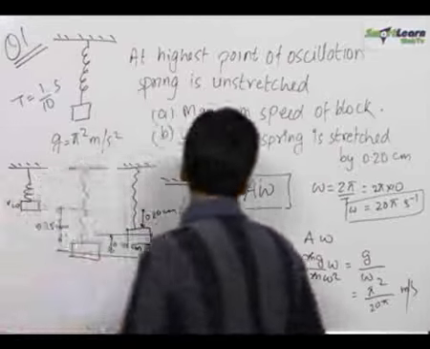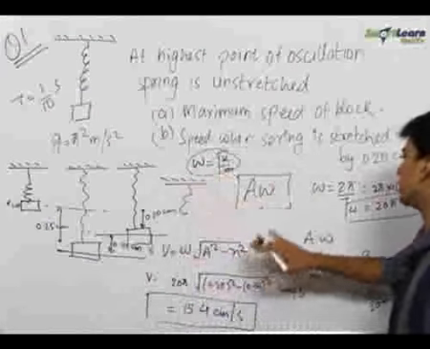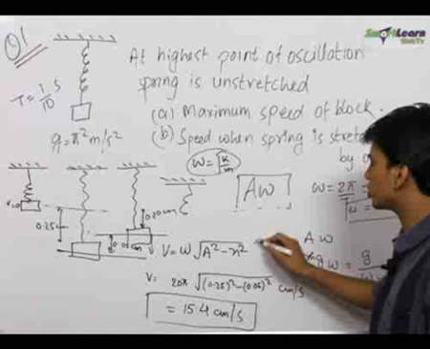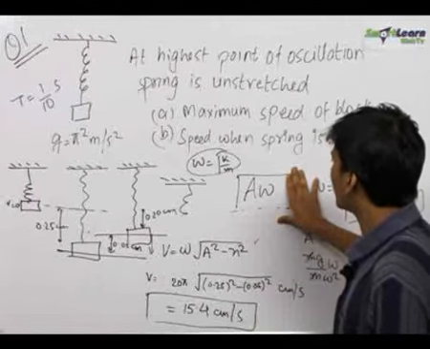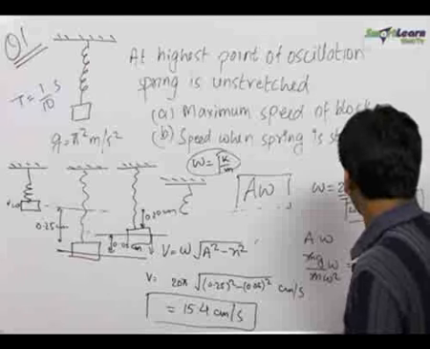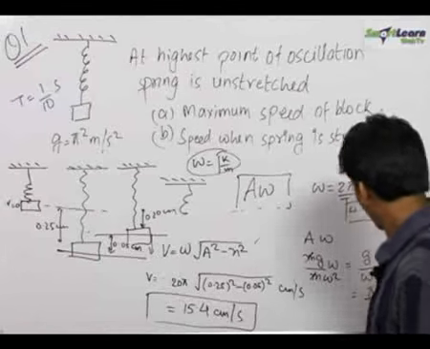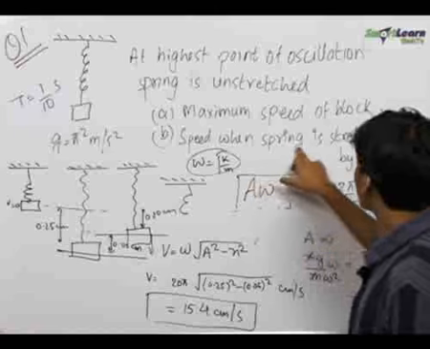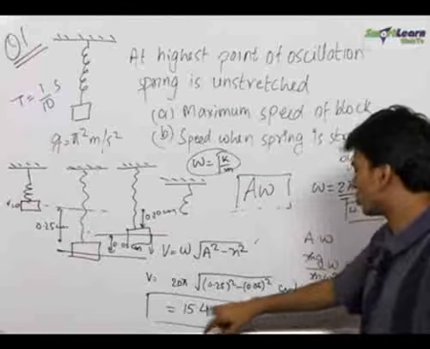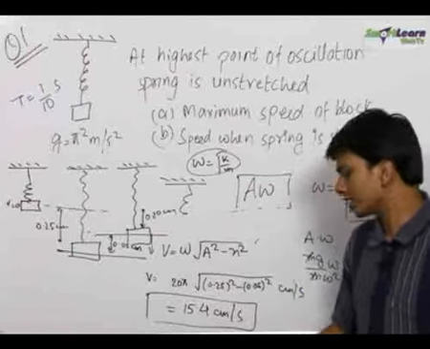So just by simply applying the simple concepts in simple harmonic motion of a omega, v is equal to omega root over a square minus x square, omega is equal to root over k by m, we were able to derive the maximum speed of the block that was equal to pi by 20 meters per second, and the speed when the spring is stretched by 0.20 centimeters to be equal to 15.4 centimeters per second.